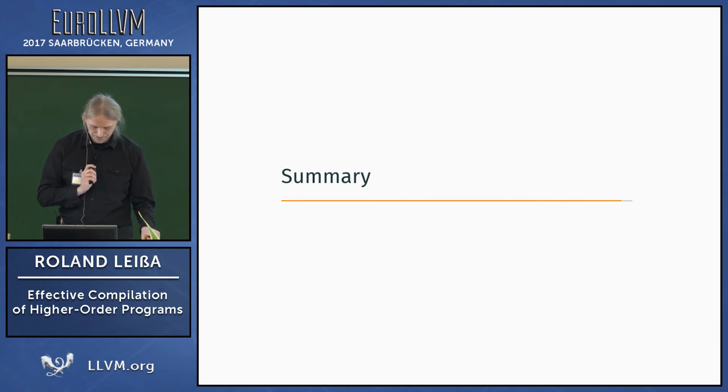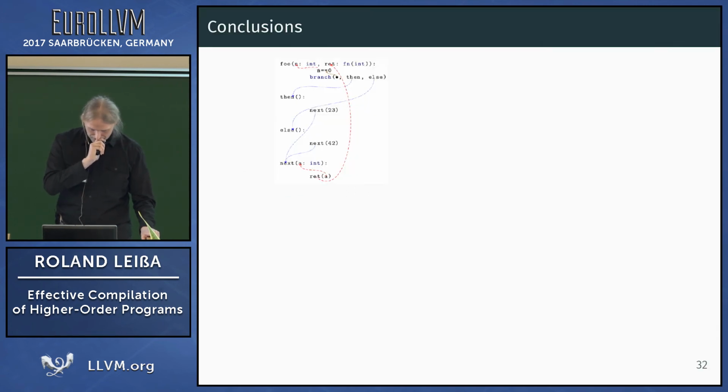So as a summary, what have we seen today? We have seen this higher order intermediate representation we're using to optimize and compile higher order programs before going down to LLVM.